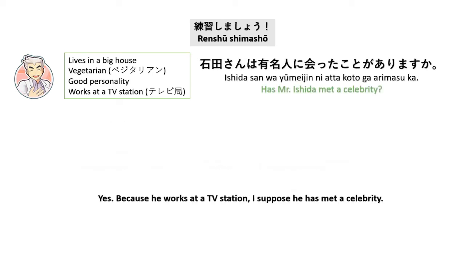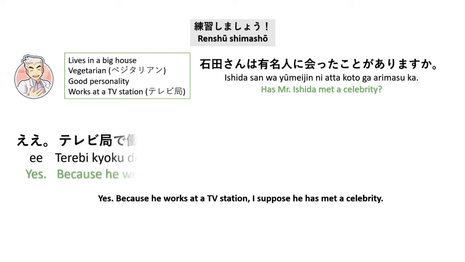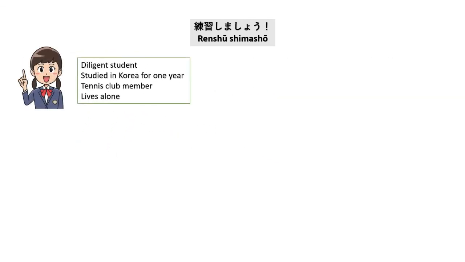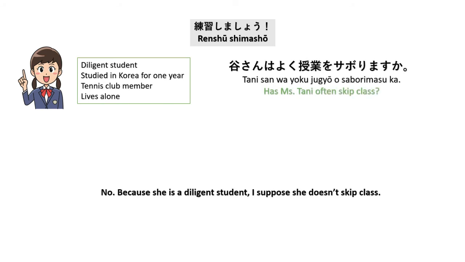石田さんは有名人に会ったことがありますか？Has Mr. Ishida met a celebrity? So celebrities, 有名人 literally means famous person. ええ、テレビ局で働いているから有名人に会ったことがあるはずです。Yes, because he works at a TV station, I suppose he has met a celebrity. Right, next. For Tani.